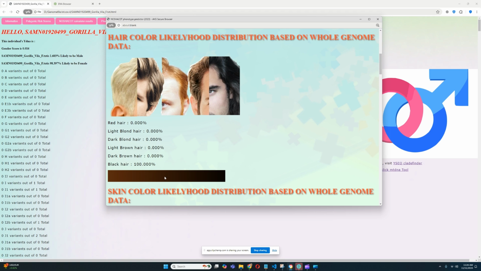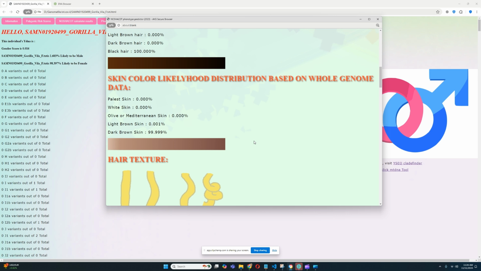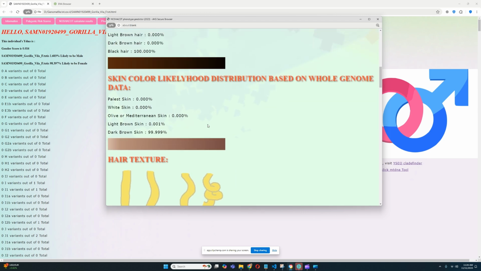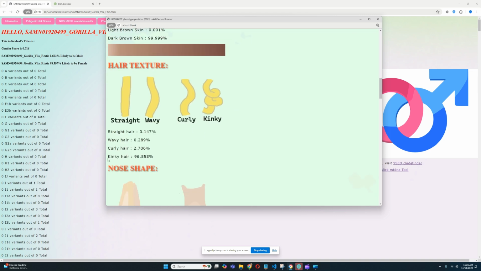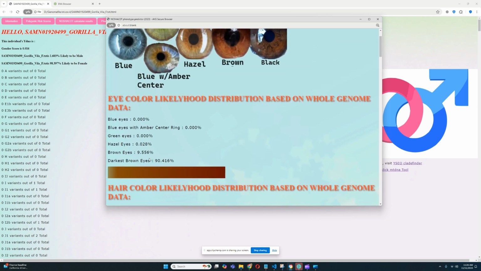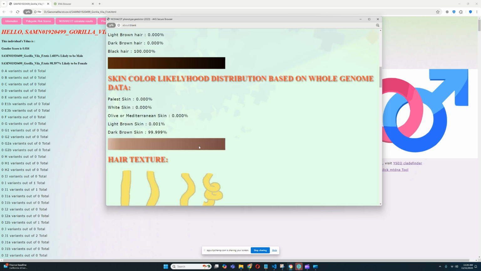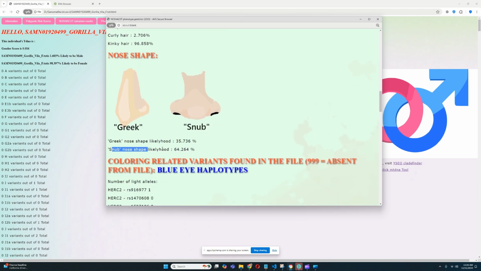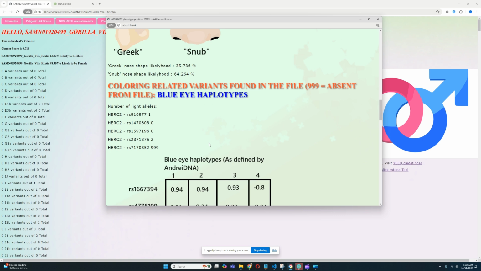Now, Vila the gorilla also scores black hair, 100% odds of black hair. So she does not carry any human variants for lighter pigmentation of hair. She is scoring dark brown skin at 99% odds. So she's got very dark skin tone. At least she's scoring that with my calculator. She's got a predisposition to kinky hair at 96.8% odds. So she's got very strong predisposition to dark brown eyes, black hair, dark brown skin, kinky hair texture, and snub nose shape at 64.2% odds.